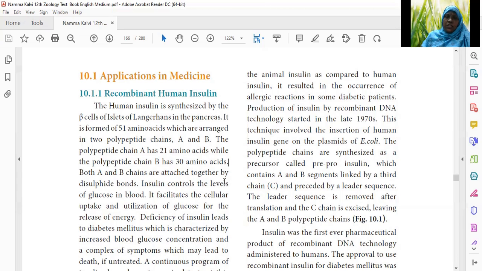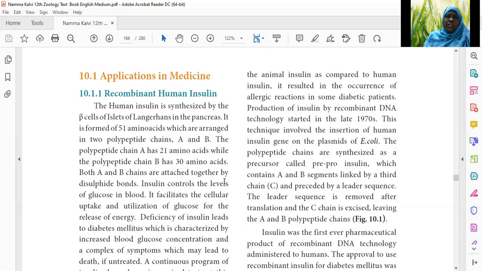How insulin controls our blood glucose is that it makes glucose available for oxidation, so that glucose is oxidized to release energy. This is how insulin makes use of our blood glucose. It facilitates cells to take in glucose for oxidation so that glucose is broken down to release energy.